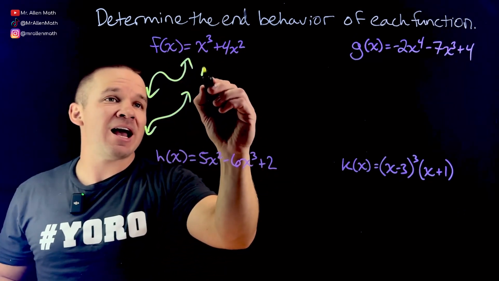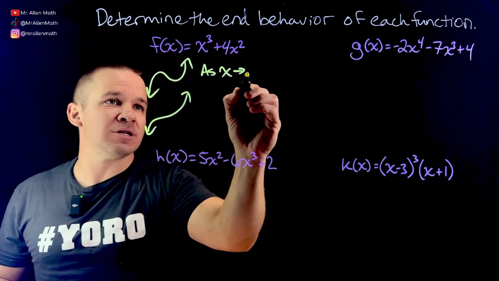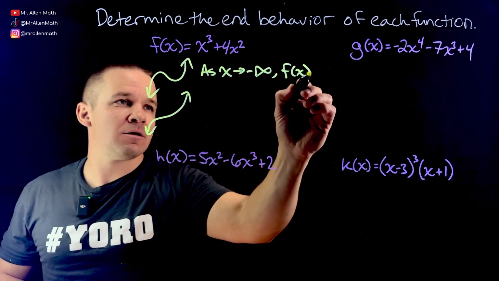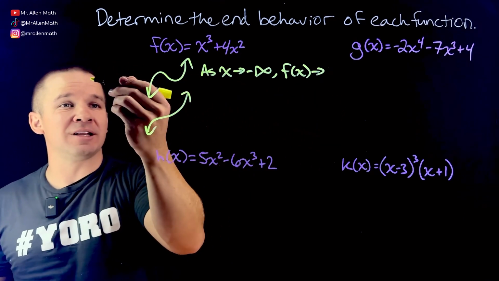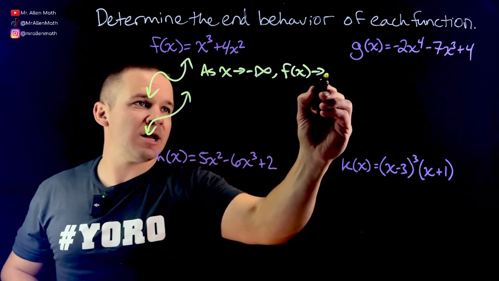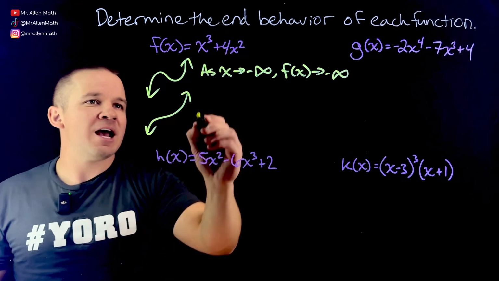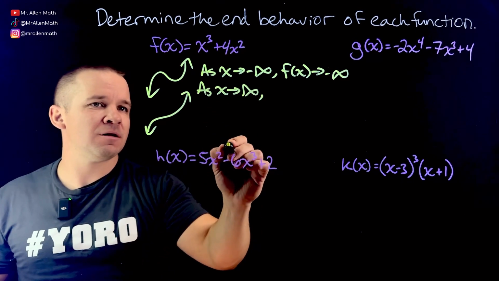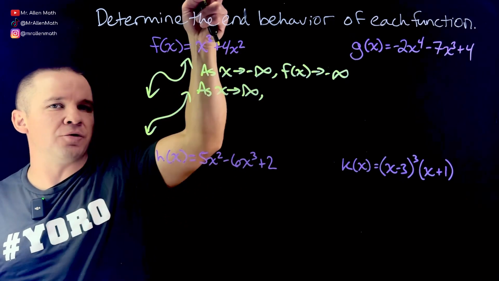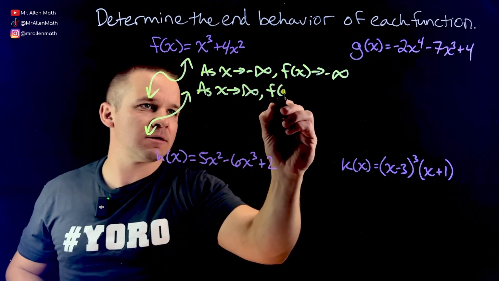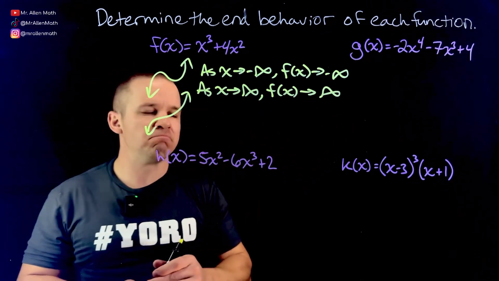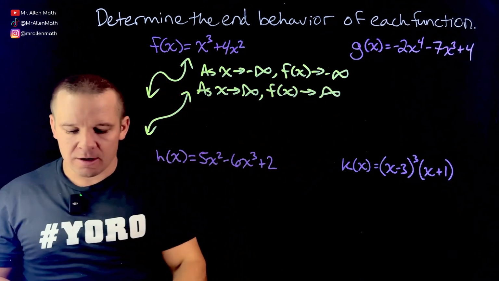So as x approaches negative infinity, f of x approaches, let's see here, as I go to the left, it's going down, so negative infinity. Beautiful. And as x approaches positive infinity, as I go to the right, these graphs are both going up. So f of x approaches positive infinity. Beautiful. Done. That's it. Awesome.